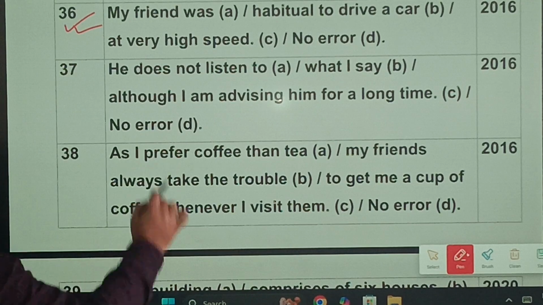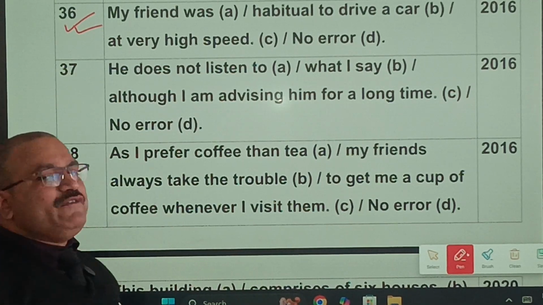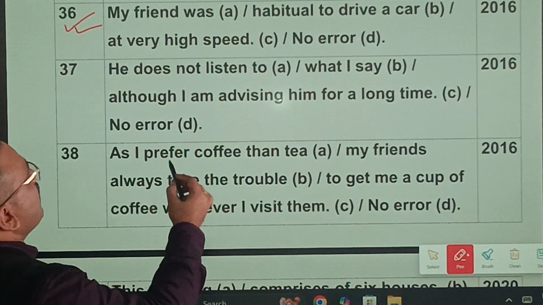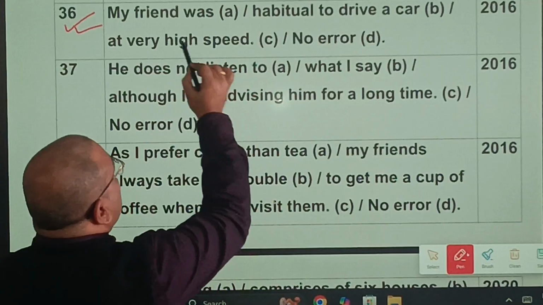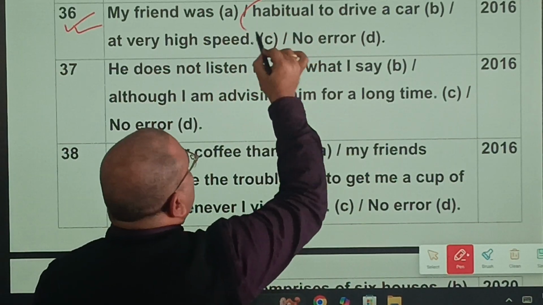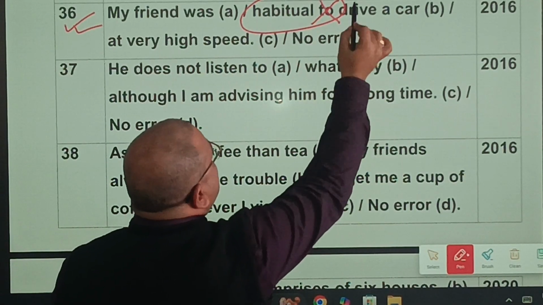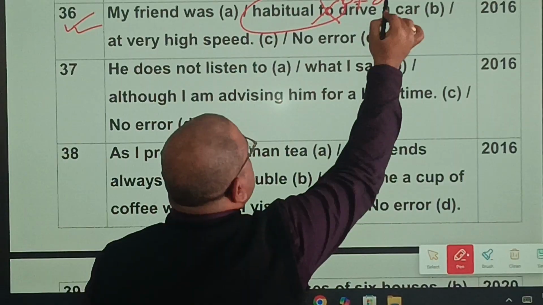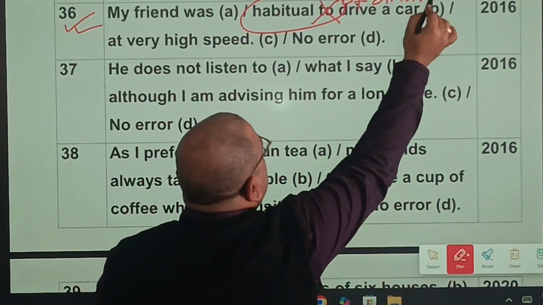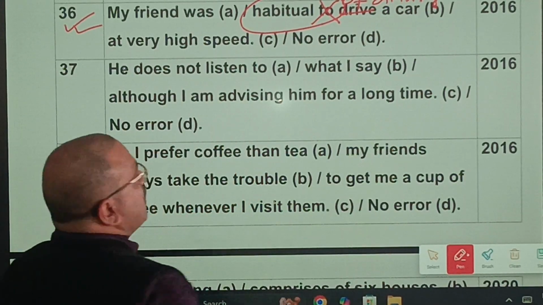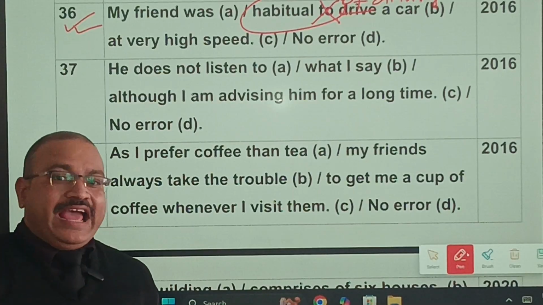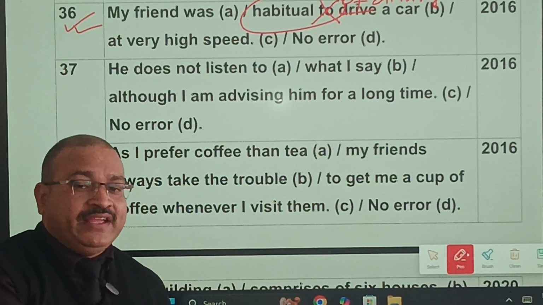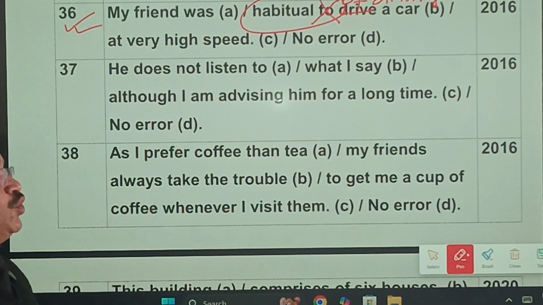Question number 36. My friend was habitual to drive a car at very high speed. So, what is the correct phrase? Habitual to, wrong. Habitual of driving a car. He is habitual of something, not habitual to.